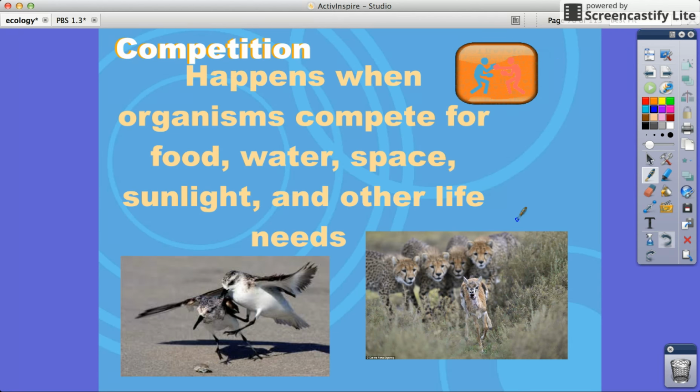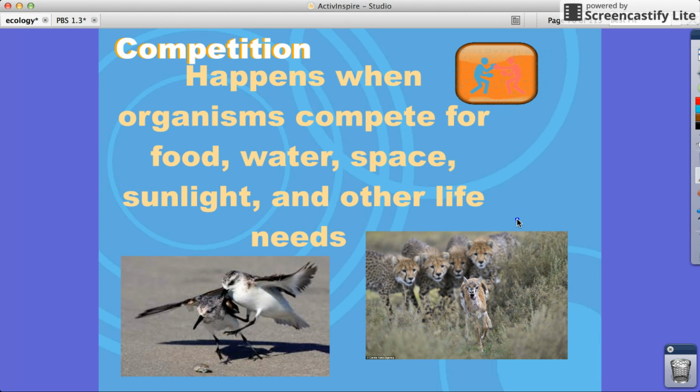Competition is going to happen when we have animals competing for basic needs. So food, water, sunlight, space. It can also be mates. Note from the pictures, we've got a large density of animals. It's a high density population, so they're all competing for what they need, which is why this is, of no surprise, a density dependent factor.